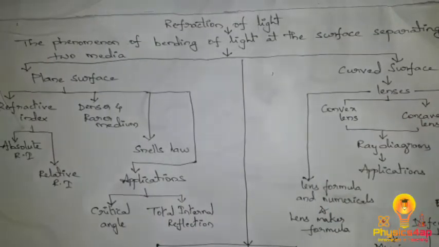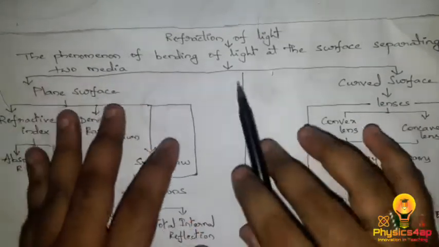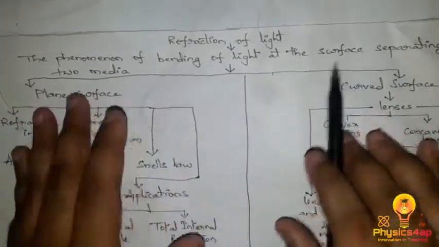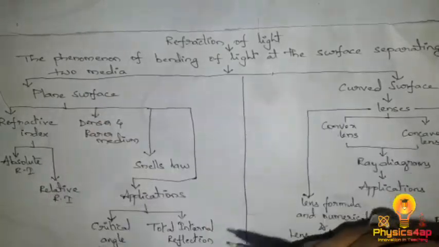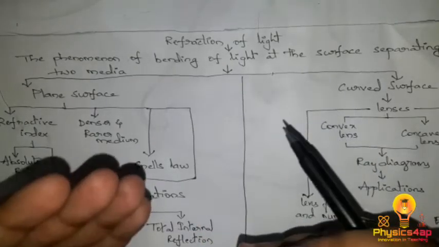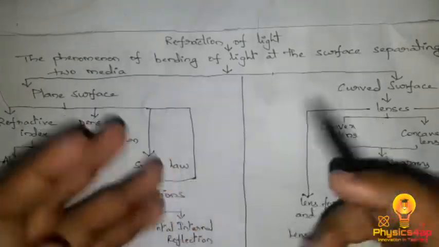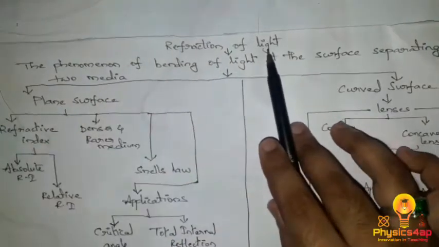So let's discuss the refraction of light. It is the phenomenon of the bending of light at a surface separating two mediums. As you have seen with the glass separating the two mediums, one is air and one is water. When light travels from one medium to another medium, the light bends. That phenomenon is called the refraction of light.